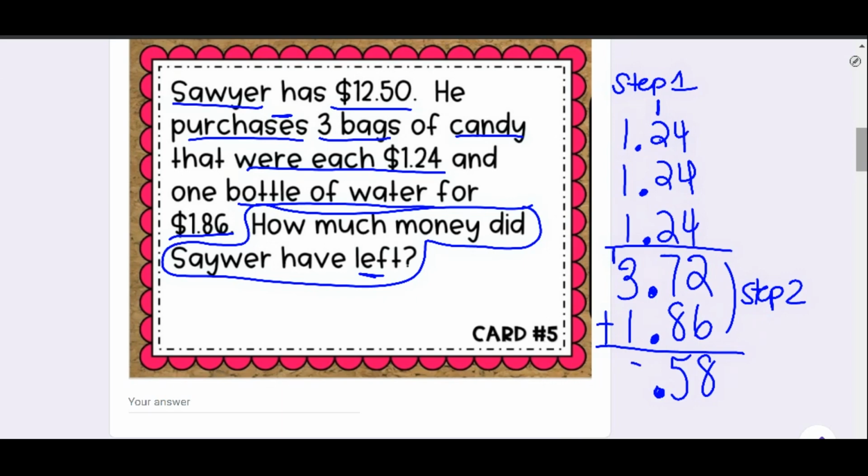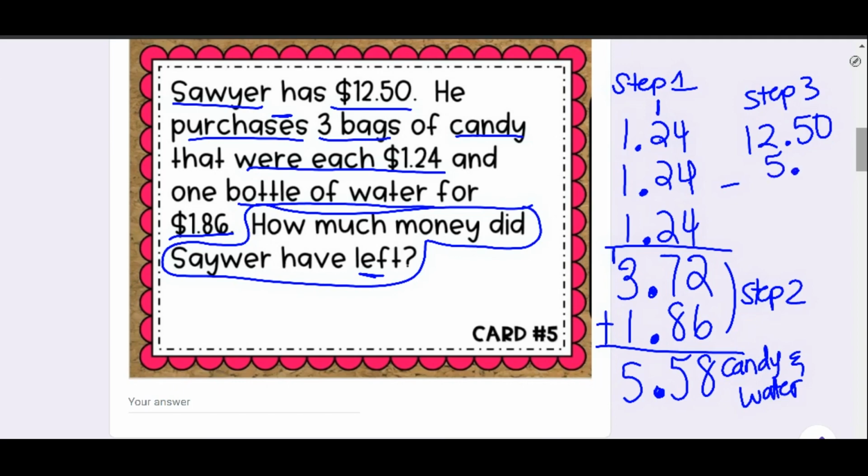So far, this is how much money he spent on the candy and water. So this is candy and water. And now in our final step, step 3, we're going to take how much money he has, which is $12.50, and subtract how much money he spent, which was $5.58.